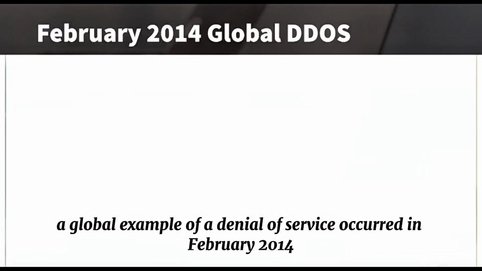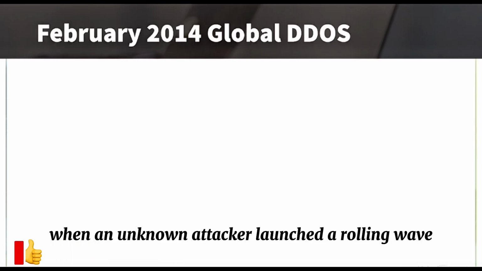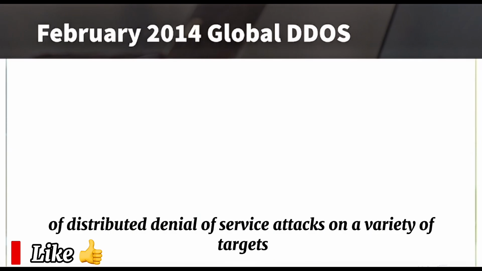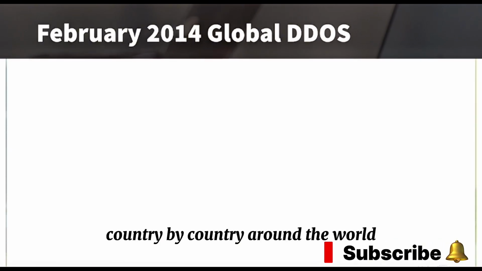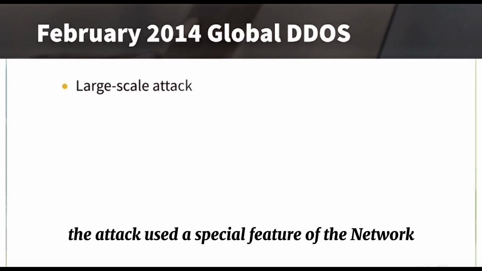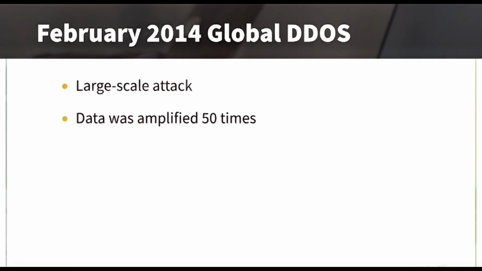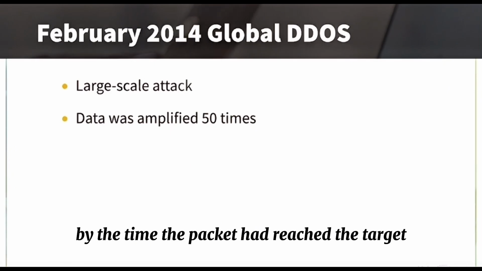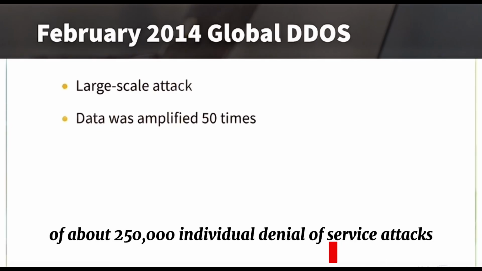A global example of a denial of service occurred in February 2014, when an unknown attacker launched a rolling wave of distributed denial of service attacks on a variety of targets, country by country around the world. The scale of the attack was enormous. The attack used a special feature of the network time protocol to amplify the data. By the time the packet had reached the target, it had been amplified 50 times, making this the equivalent of about 250,000 individual denial of service attacks.